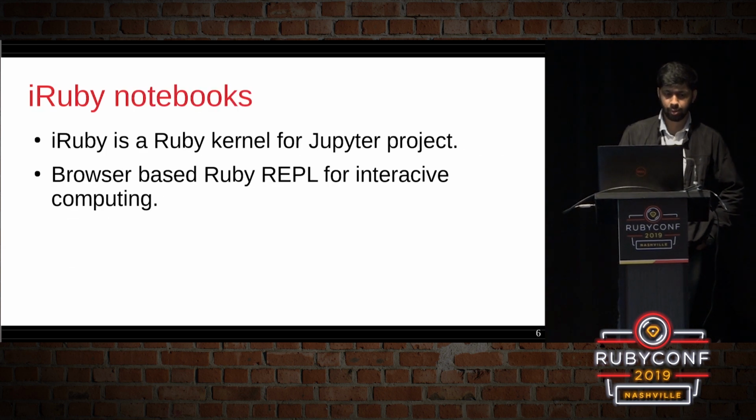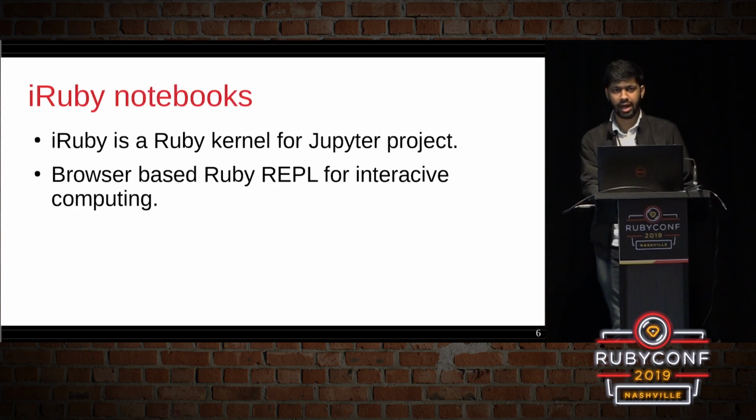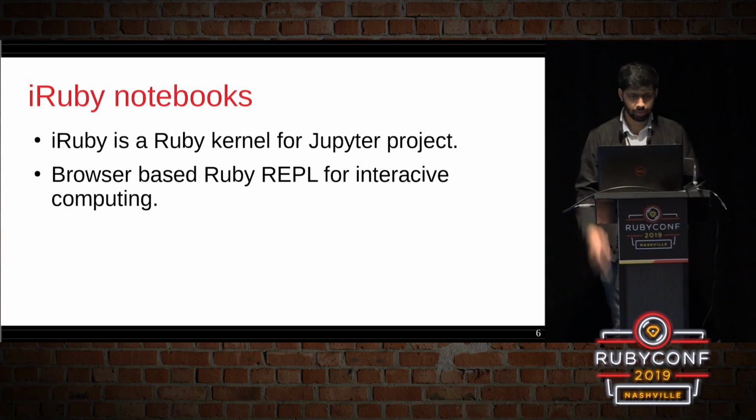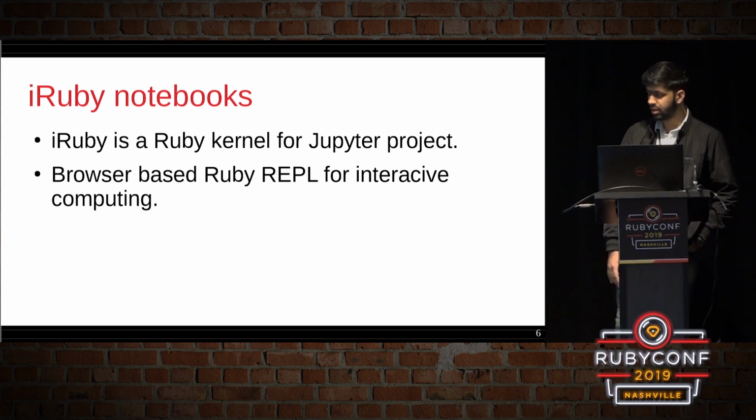Then come the iRuby notebooks. You must have heard about the IPython project, which is also called the Jupyter project. iRuby is the Ruby kernel for the Jupyter project. It's a browser-based REPL, which means that it's a browser-based interface to the Ruby interpreter. You can use iRuby with NMatrix and Daru to do a whole bunch of things with your data.